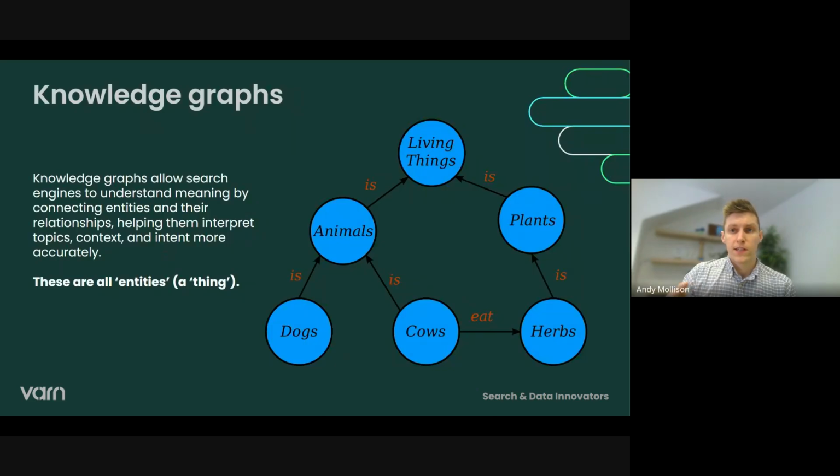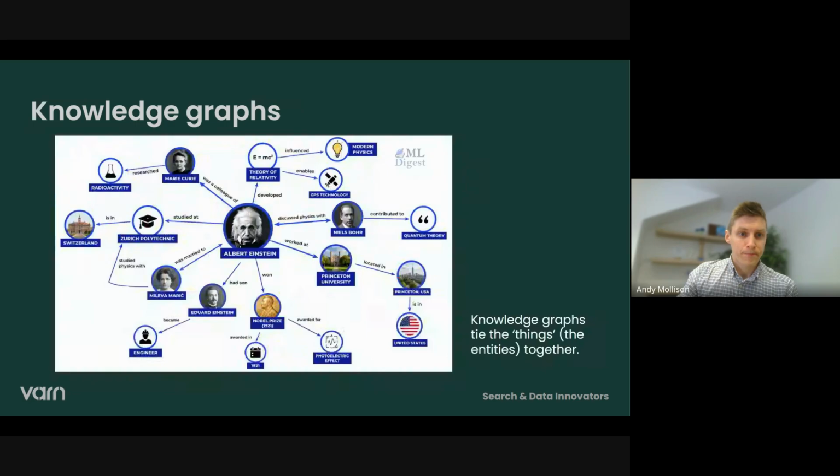An example of that is a knowledge graph. Think of it this way: the AI needs to understand your topic, so for example, a cow is an animal, it's a living thing, it eats herbs, which are a plant. It needs to understand all that context and evidence to understand what it is that it's actually referring to in the first place. And I'll get onto why I think that's important in a minute.